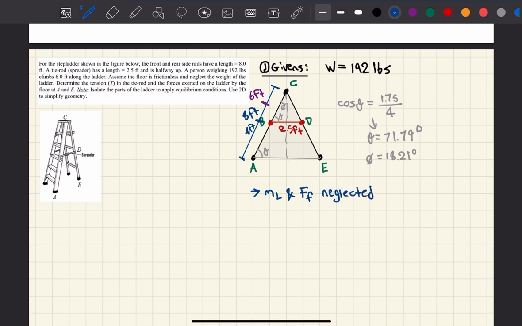Perfect stuff. Okay, so now we move on to unknowns. Let's bring the black color.